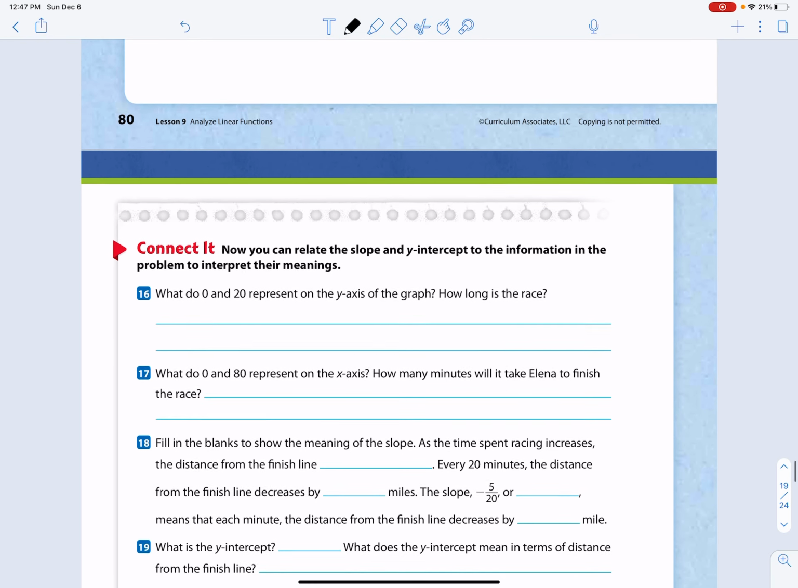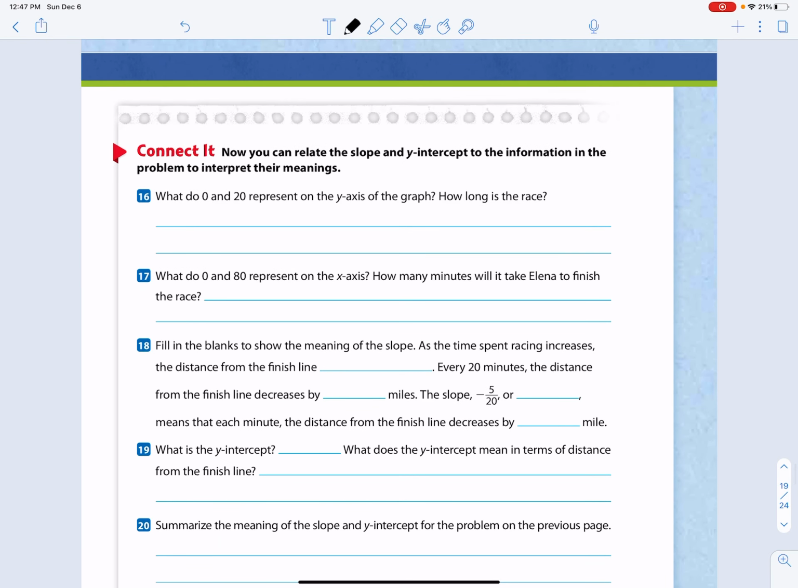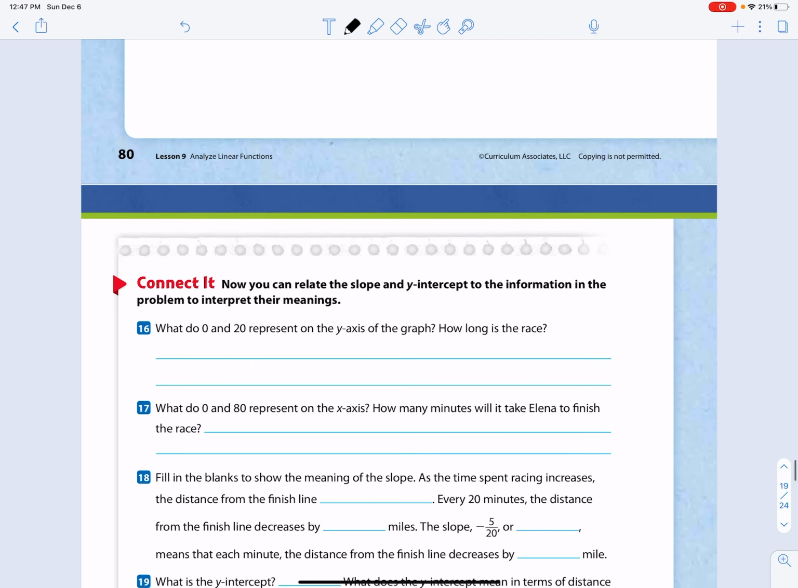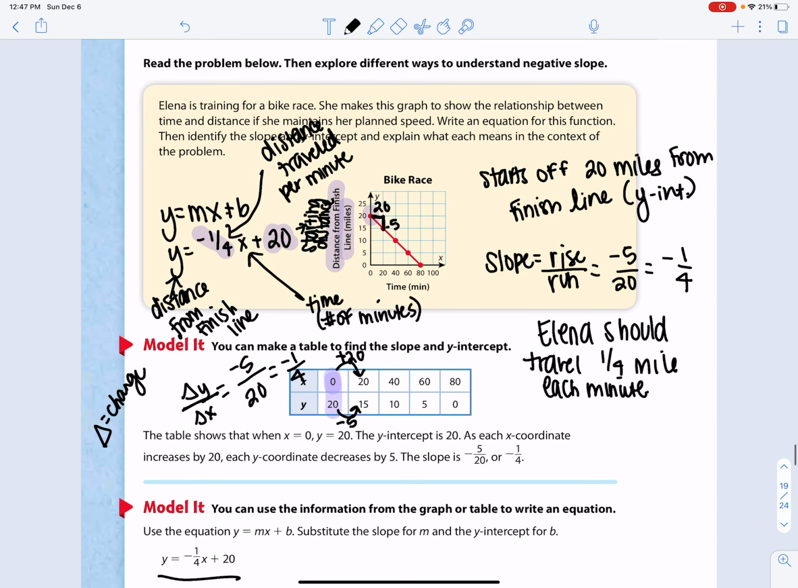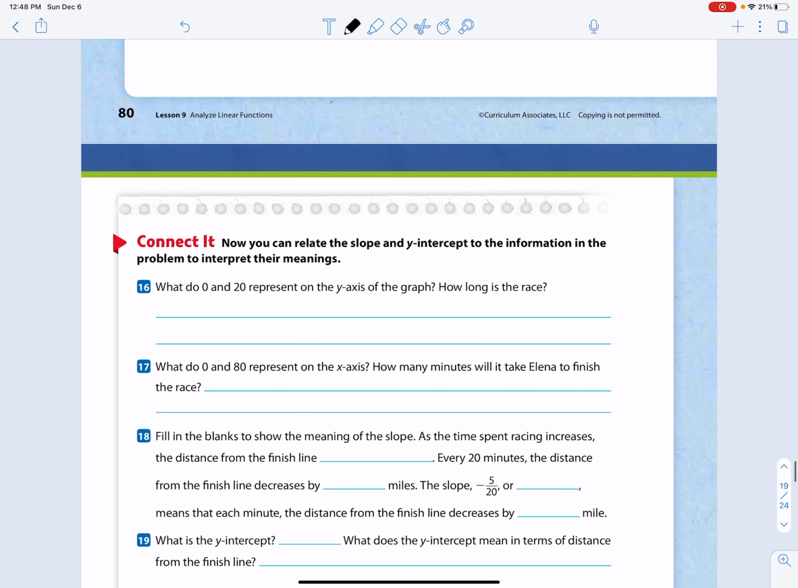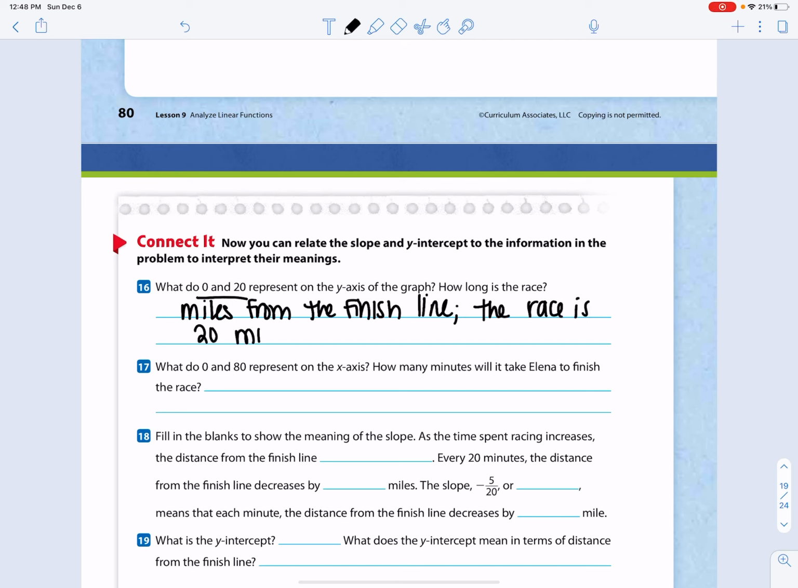Moving on to the connected, now you can relate the slope and y-intercept to the information in the problem to interpret their meanings. What do 0 and 20 represent on the y-axis of the graph? How long is the race? 0 represents 0 miles from the finish line. 20 represents 20 miles from the finish line. So they both represent miles from the finish line. How long is the race? The race is 20 miles long.